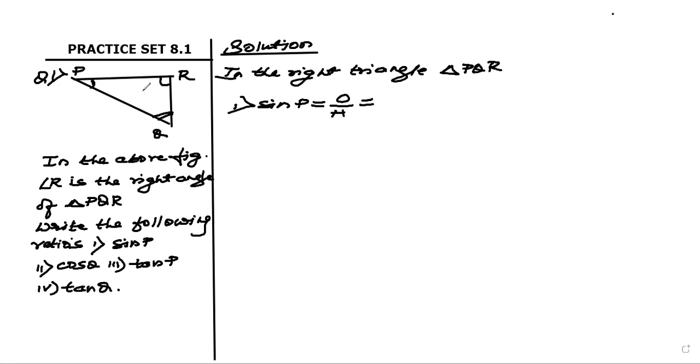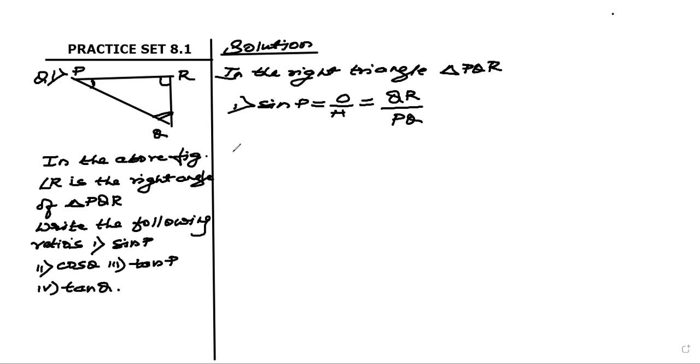For sine P, which is the opposite side, children? QR, the other two letters. And which is the hypotenuse, the side opposite the 90-degree angle? PQ. PQ is the hypotenuse. So what is the answer of the first one? Sine P, opposite side upon hypotenuse, QR upon PQ. Remember, children, sine is what? O.